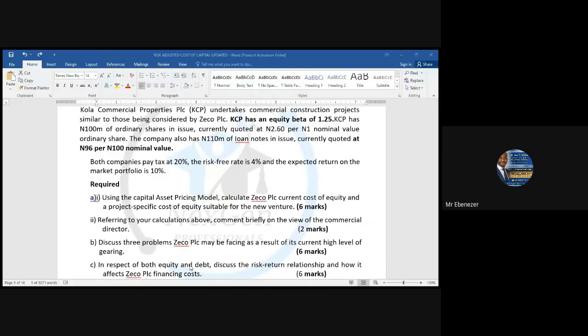So discuss 3 problems Zeco PLC may be facing as a result of its current high level of gearing. Class, this particular B part of this question is for you. In fact, the B and C, discuss the problems. When a company may be facing problems as a result of its current high level of gearing, what are the problems? Class, 1, 2, what are the problems?